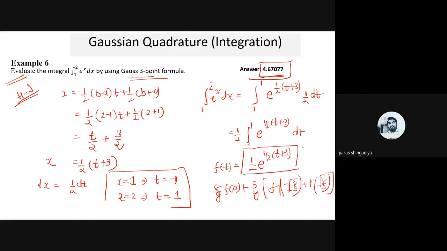Okay, you only have to find the output. What will be f of 0? Then after, what will be f of minus root 3 by 5? And what will be f of root 3 by 5? Derive the three values and then find the addition as a Gaussian 3-point formula.